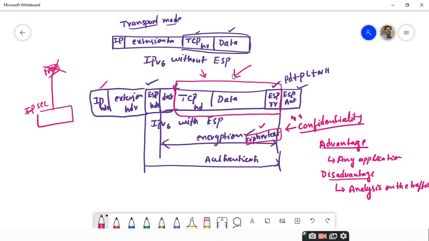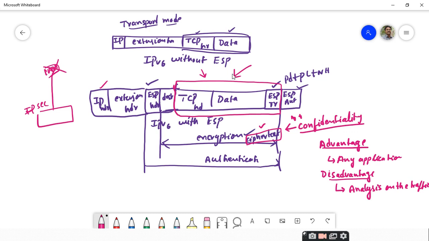So it is possible to do traffic analysis on the transmitted packets. Once you have the analysis of traffic of the packets that are transmitted from the source to the destination, the attacker will have some idea what type of data is being transmitted between the source and the destination. So this is the disadvantage we have with the transport mode. That's all about the transport mode.